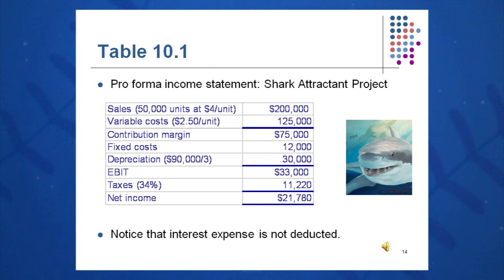Depreciation will be $90,000 on the property, plant, and equipment divided by 3 years, straight line to zero, $30,000 per year of depreciation expense on the income statement, leaving us with EBIT of $33,000, taxes at 34% or $11,220, leaving us with net income of $21,780. From this, we can quickly do an OCF, EBIT plus D minus T. So we would take $33,000, add back depreciation because it's a non-cash expense. We're trying to calculate cash flows. So plus $30,000 minus $11,220 will give us the cash flow that we need to calculate.